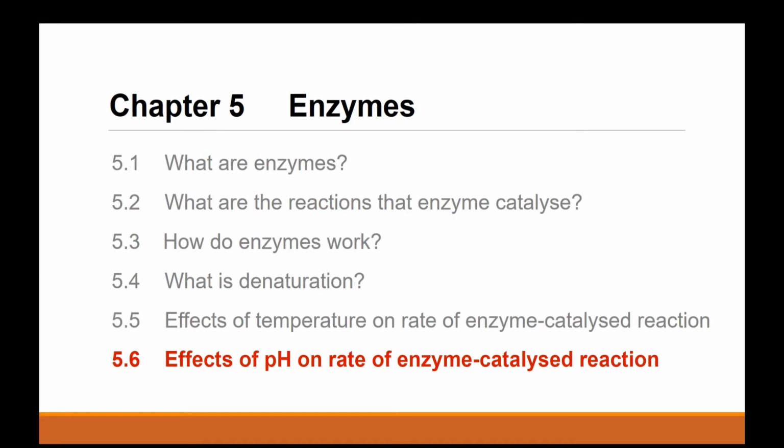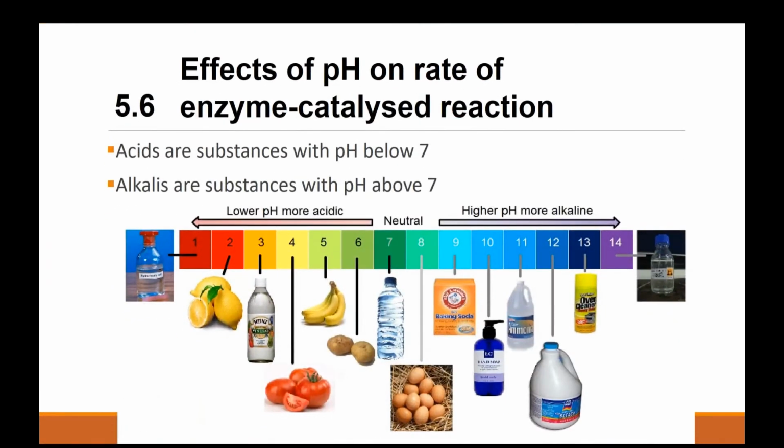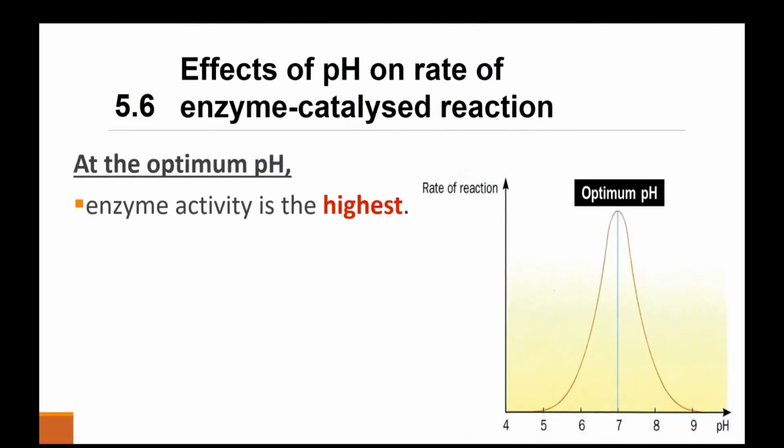Alright, the last one, which is on pH, to show how it affects the rate of enzyme catalyzed reaction. Okay, so first of all, you need to know that acids refer to substances that have pH below 7, whereas alkalines are substances with pH above 7. Okay, so let's take a look at the graph in the case of an enzyme when it changes with pH.